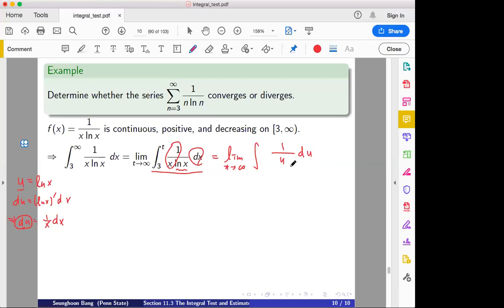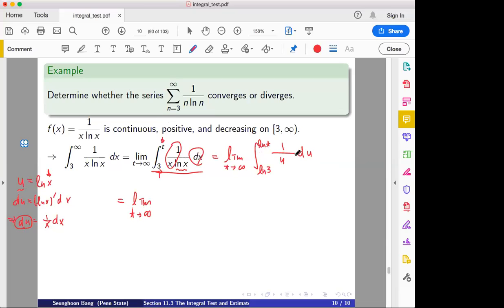The next, you have to change the lower limit and upper limit. You can plug 3 into here, so we have ln of 3. You can plug t into x, ln of t. Change it like this. So find the antiderivative. The limit as t approaches positive infinity. What is the integral of 1 over u du?